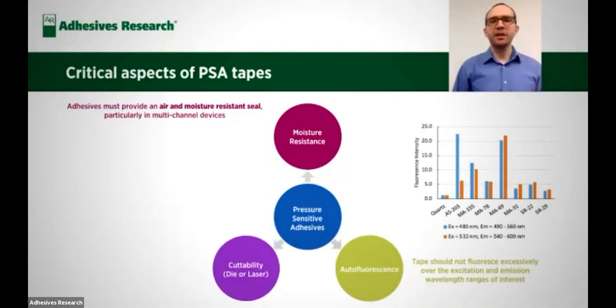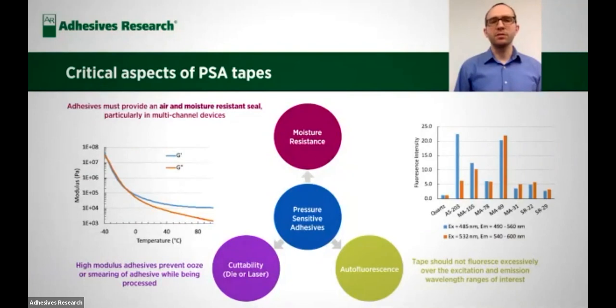And then finally, the cuttability of the tape is very important. So if you're going through either a plotter cutter or other types of cutting, laser cutting approaches to define your channel, the modulus of the tape is very important to consider, so that it's going to cut well, it's not going to smear on the edges, and it's going to make a very well-defined edge for your microfluidic device.